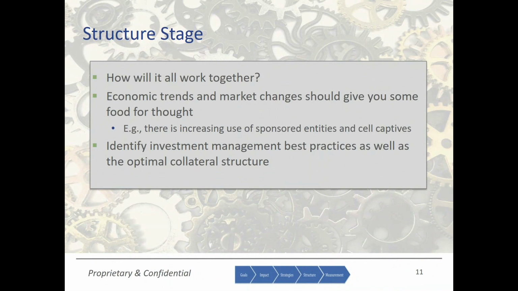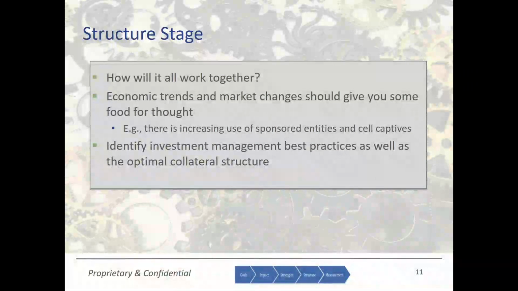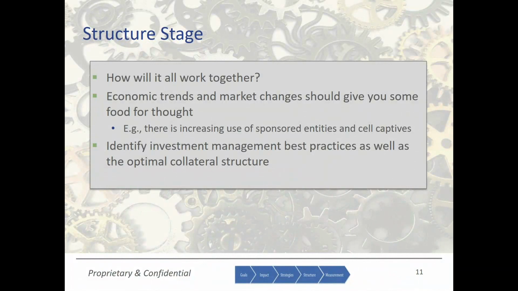We also identify investment management best practices, as well as the optimal collateral structure of your captive. On the optimal collateral structure, that could be the collateral supporting the capital in the captive, or, and this applies especially for benefits that are often fronted programs, the fronting carrier would require some collateral protection on the reserves that they are ceding to the captive. And traditionally, that's done through a letter of credit. Of course, the letter of credit does cost some money.